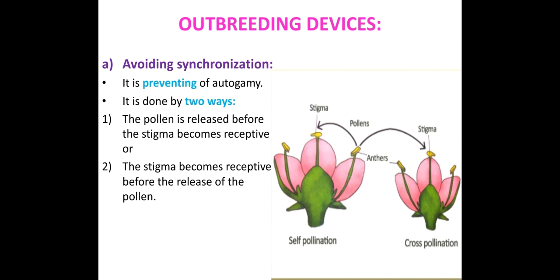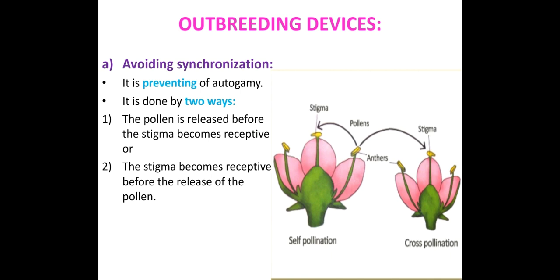This is called synchronization. If the time of pollen release and the stigma receptivity are the same, then the pollination will be successful. Now, to avoid the synchronization, the pollination timing is changed here, in two ways.